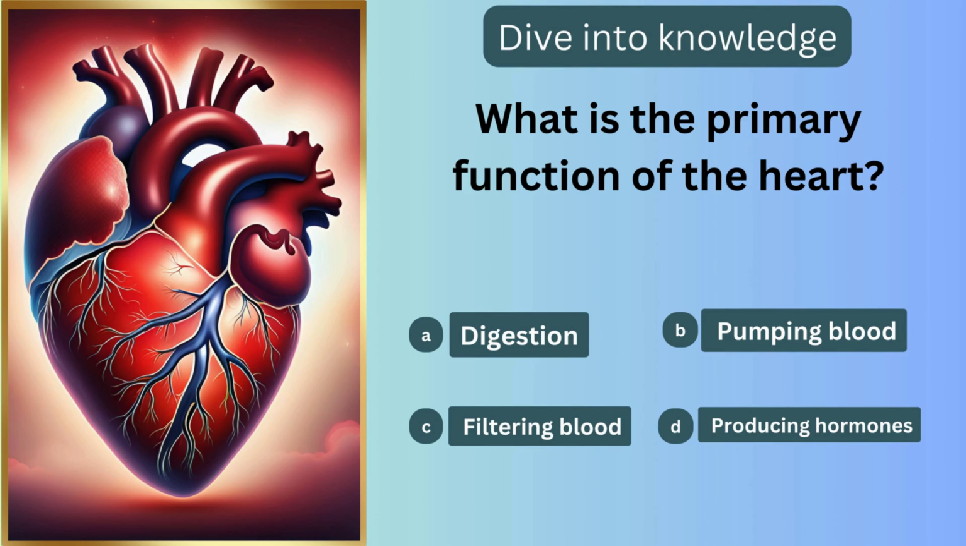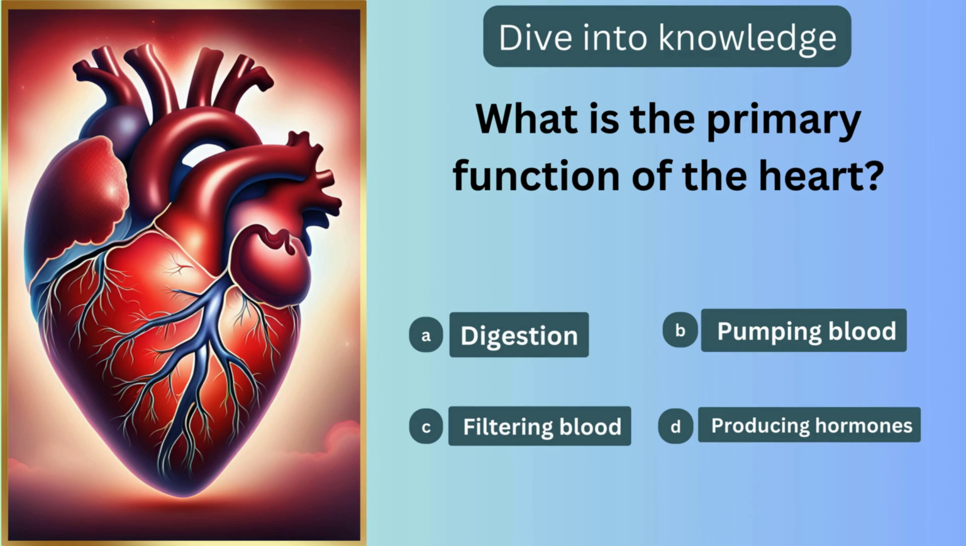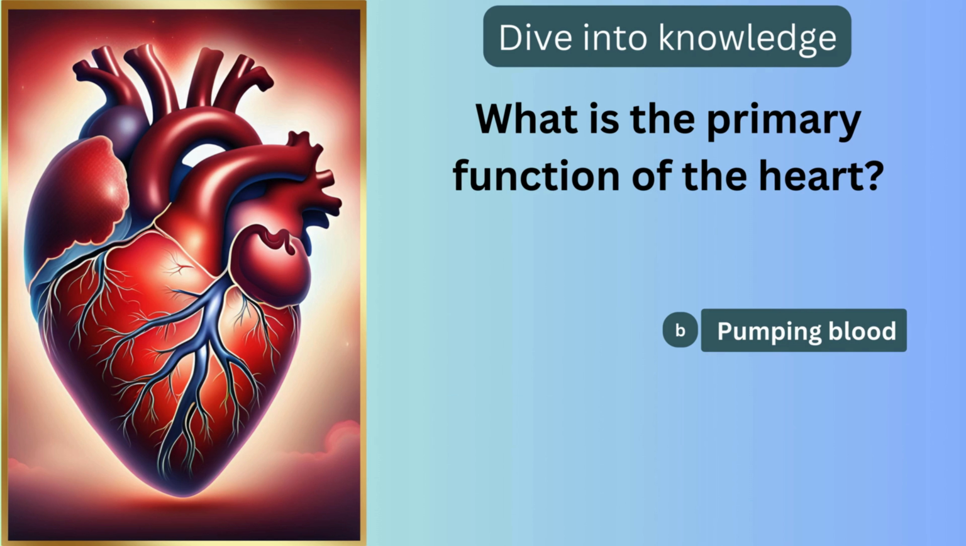The first question is, what is the primary function of the heart? Let's take a look at the options. A. Digestion. B. Pumping blood. C. Filtering blood. Or D. Producing hormones. Time's up. The right answer is B. Pumping blood.